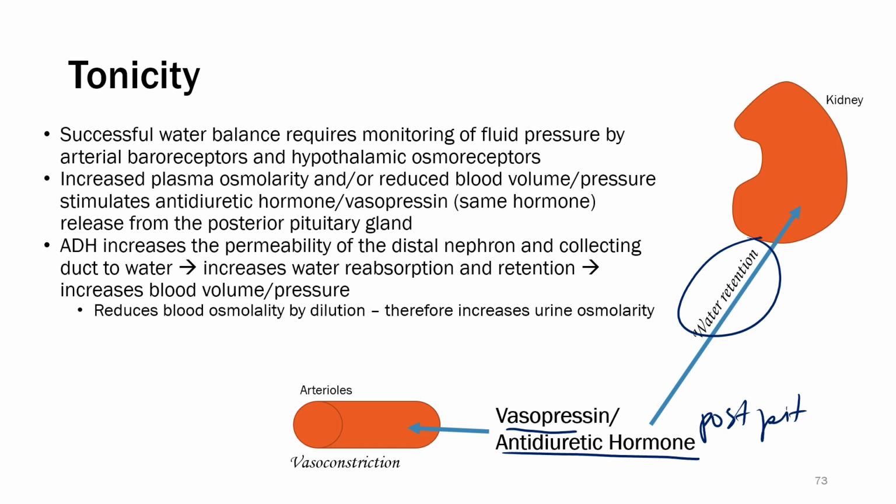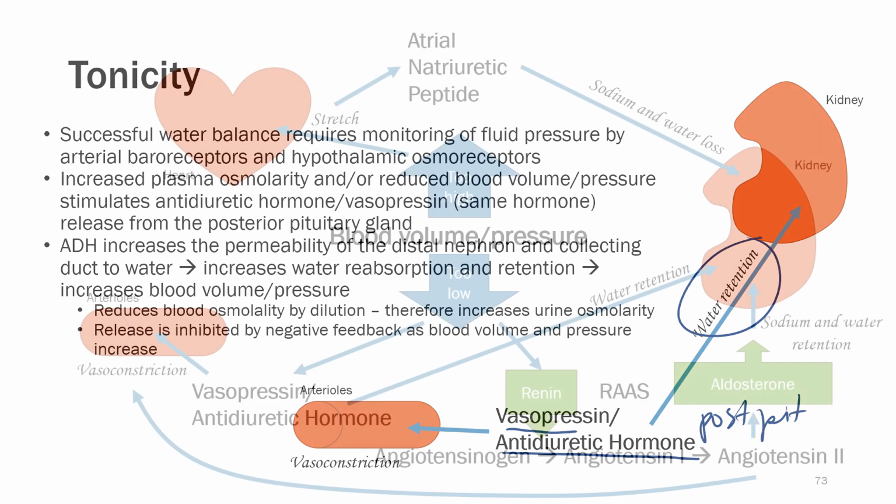But when you retain the water in the blood, that means you take it out of the filtrate, and so the urine osmolality is actually going to increase, or osmolarity, because once it's urine, then you can measure its volume, and so it's okay to say osmolarity then. Release is inhibited by negative feedback. As the blood volume and pressure go up, then you're going to lose the stimulation to pump out that antidiuretic.